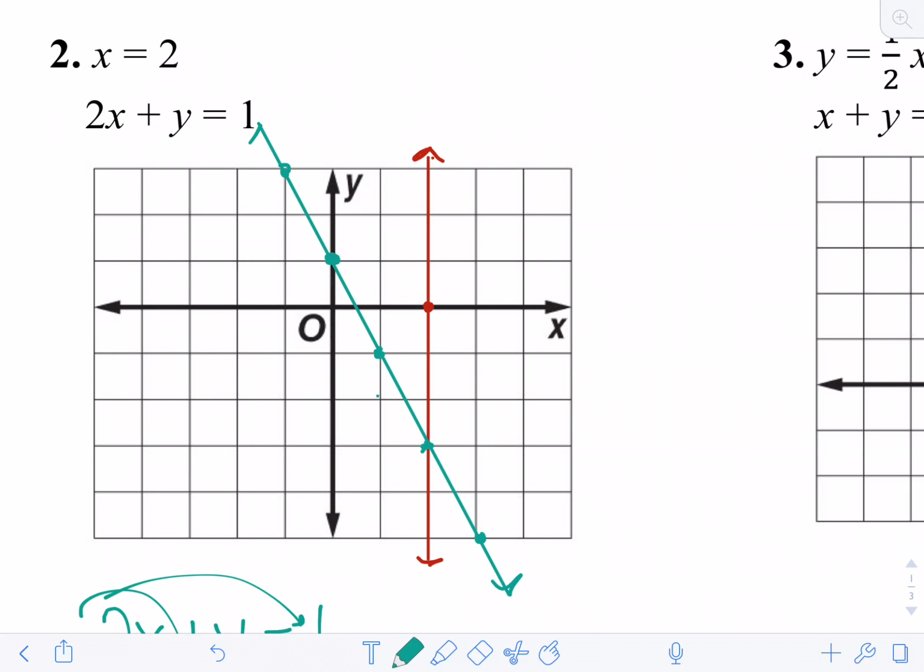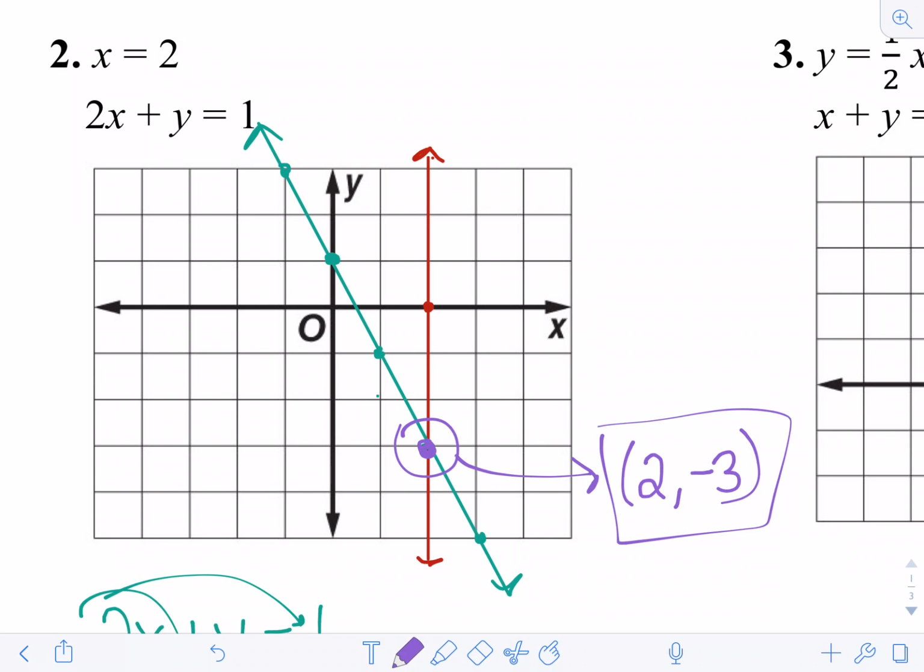Okay, and where those two lines meet, so this point right here, that intersection, that is my solution. So my solution here would be 1, 2, negative 1, negative 2, negative 3. So positive 2, negative 3 is my solution for those two lines.